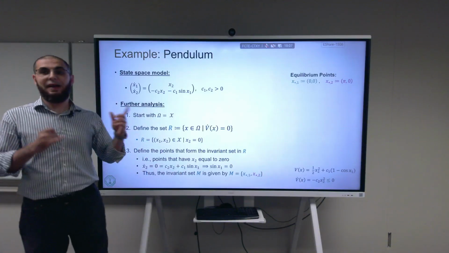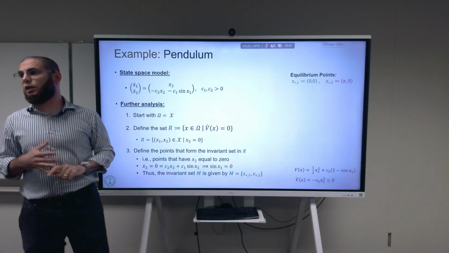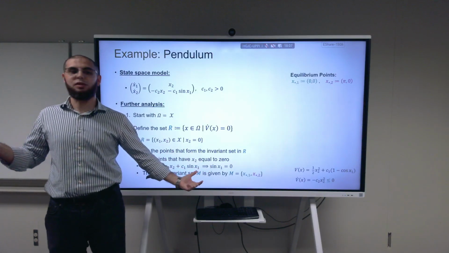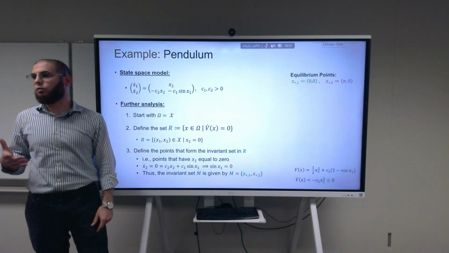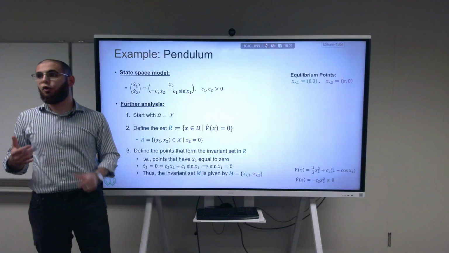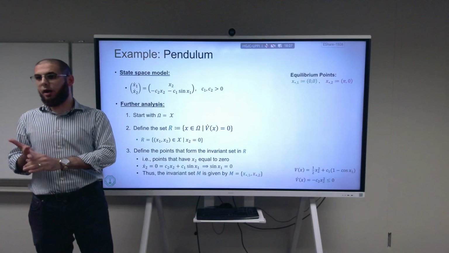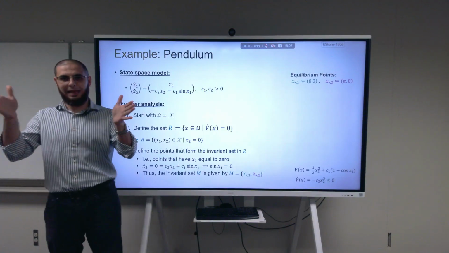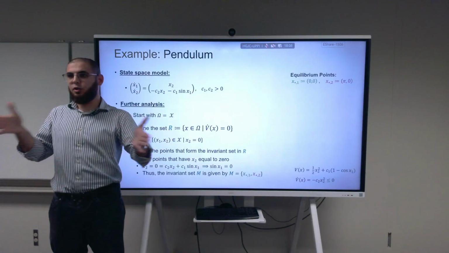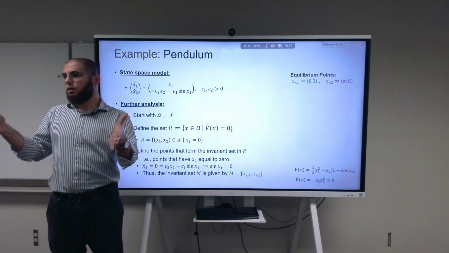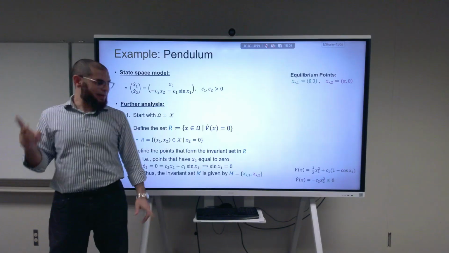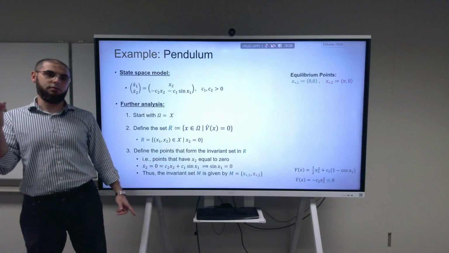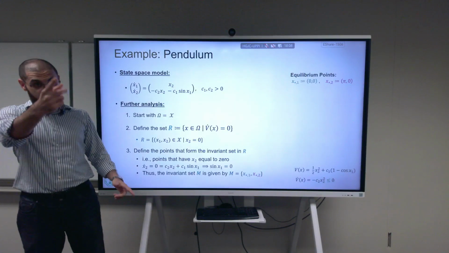So I have x2 equal to 0 and sine x1 equal to 0. But sine x1 equal to 0, I can actually solve for it. What are all of the values that satisfy sine x1 equal to 0? For x1, they are 0 and pi. We said that x1 itself is from minus pi to pi. So inside this range, it's only 0 and pi. So in the end, how many points are inside M? I have 2 points, which are already the equilibrium points.